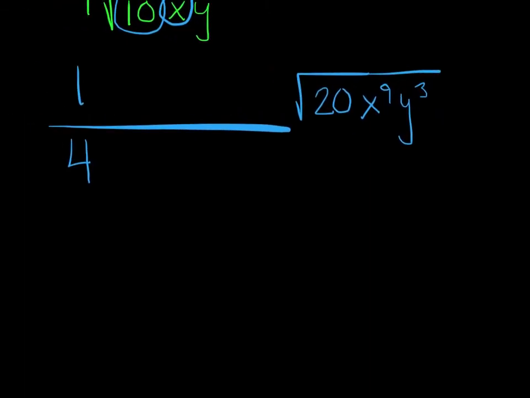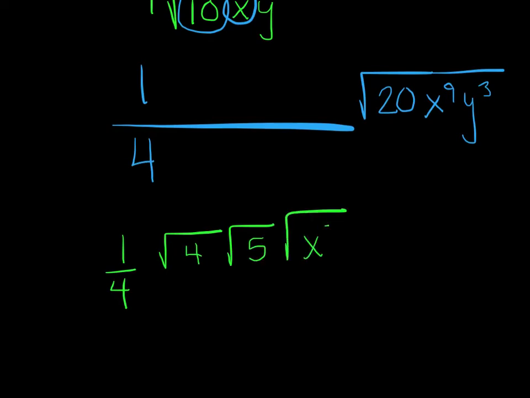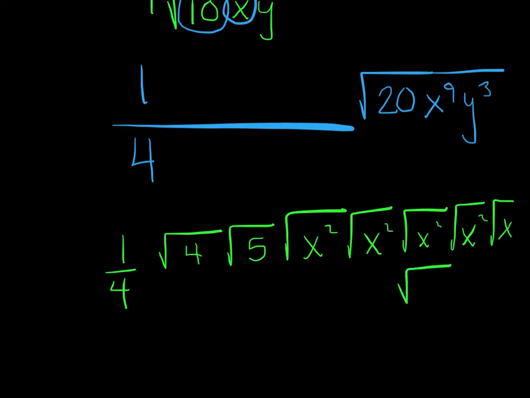Notice all this junk is on top. The only thing on the bottom is the 4. So I'm going to say 1/4. I'm going to break up my 20 into 4 by 5. I'm going to break up my x to the 9th as x squared, x squared, x squared, x squared. So that's 2, 4, 6, 8. I need another x, and I'm going to put my y's underneath. Y squared and just y. And that should add up to 3.